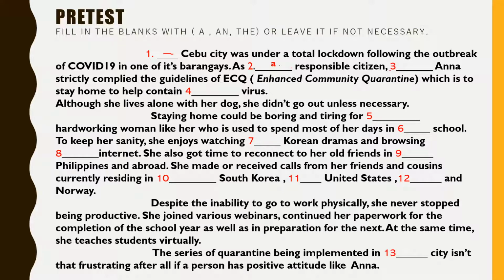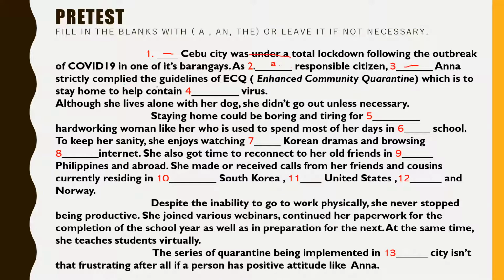Number three. Wenalin says no article. Daniel says the. So it's the name of a person. We don't use an article before the name of a person. So we don't say the Anna. No, we don't say the Anna. But we just leave it as a responsible citizen.